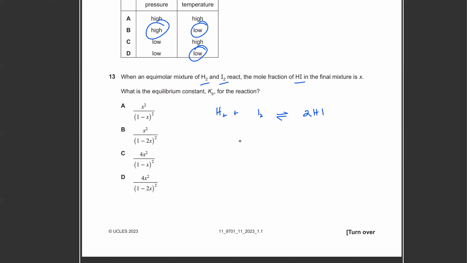We have to find the partial pressure. First, we have to find the number of moles at equilibrium. So how would you do that? I mean, this is a difficult question. Try and think of how you would do that.